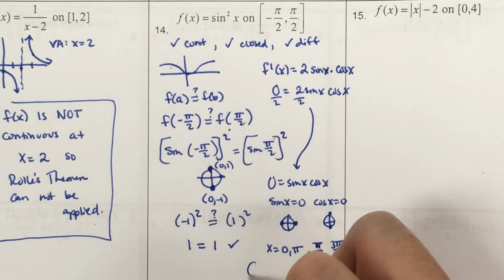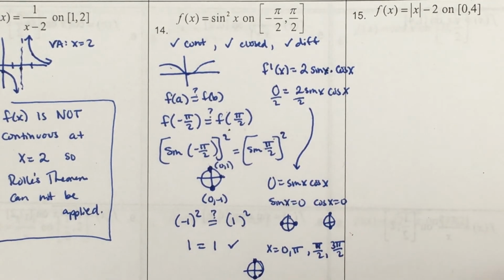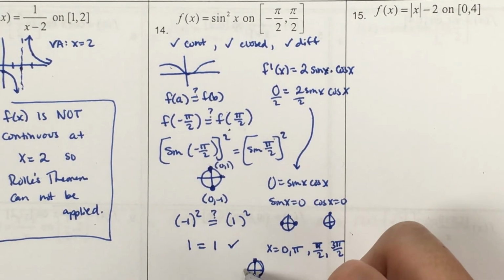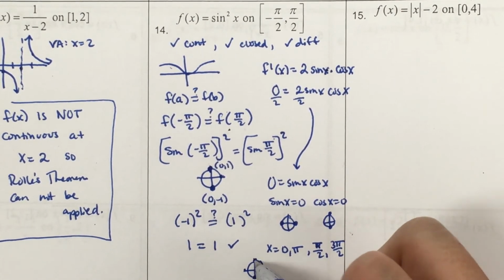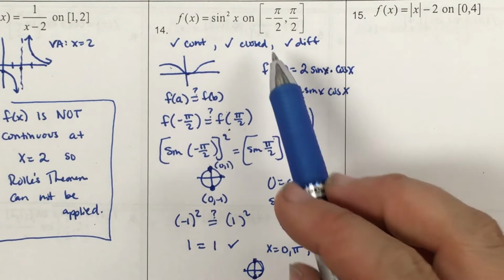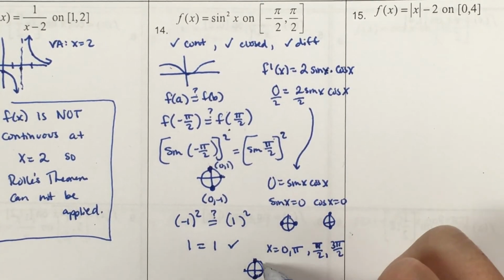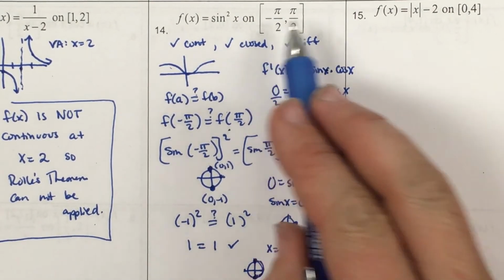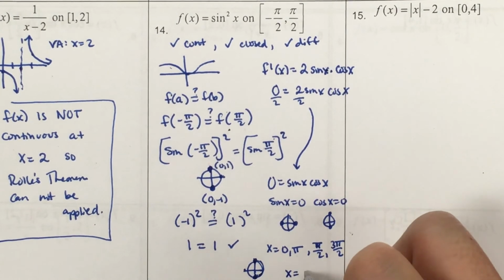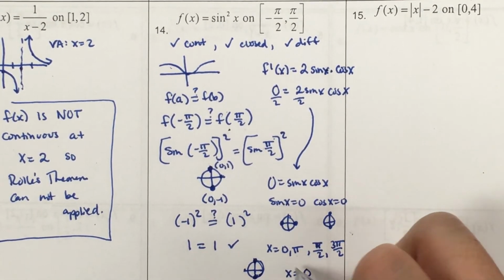So negative pi over 2 would be down here, positive pi over 2 would be up here, so I'm looking for somewhere in there. Pi is not there. Pi over 2 and 3 pi over 2 are right there, but those are the original points that I was working with to begin with. Negative pi over 2 is the same thing as 3 pi over 2. So the only one that is between negative pi over 2 and positive pi over 2 is just that 0.